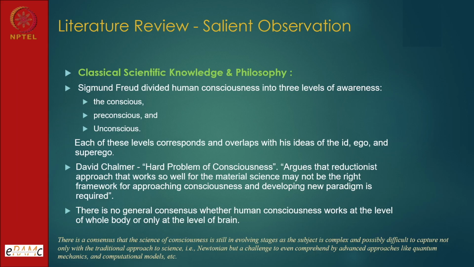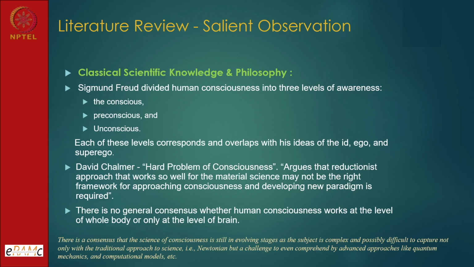Now, the same thing, when we do electroencephalography, we have alpha, beta, theta, gamma, and those things. So, we are talking about the same states, and probably in more detail. But this was Sigmund Freud's assertion that there are 3 levels. Each of these levels correspond and overlap with the idea of the ego and super ego. Okay.